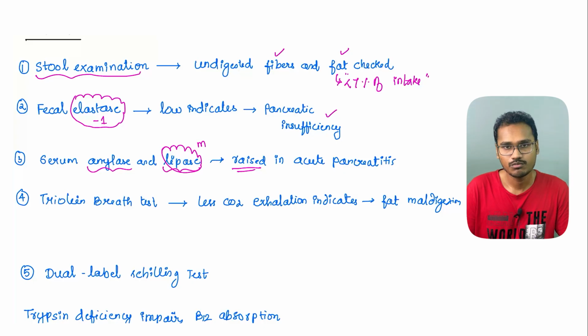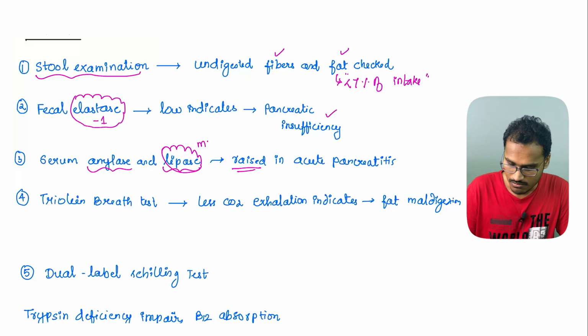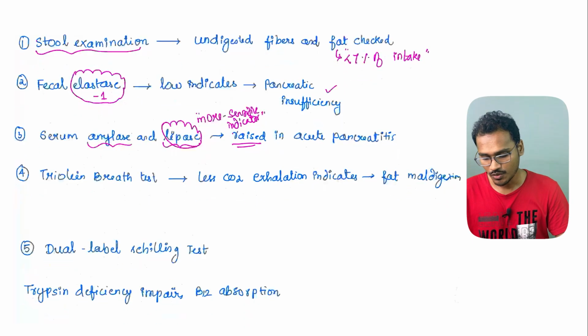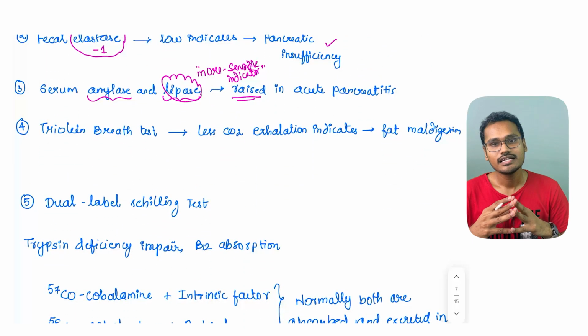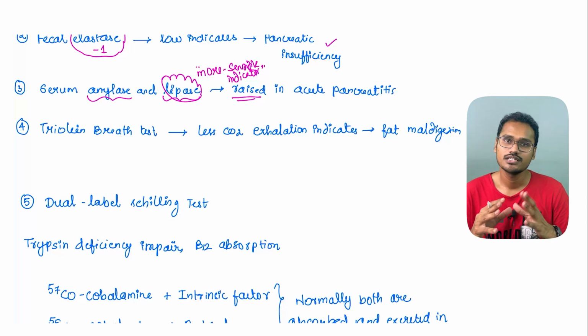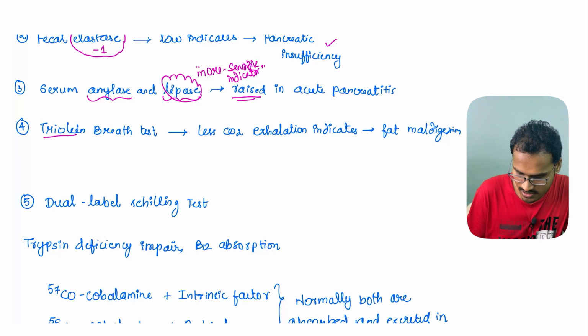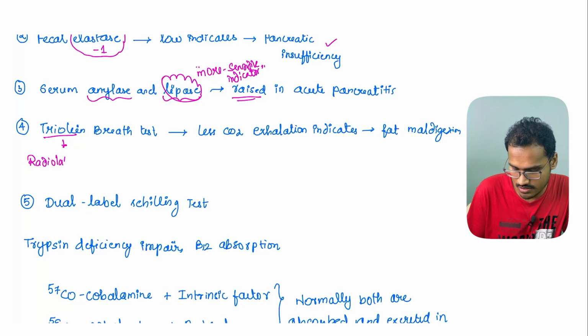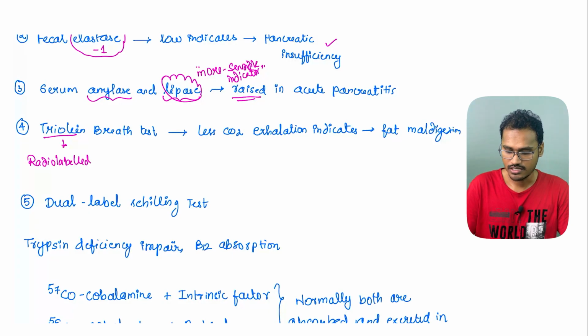Among both, amylase and lipase are important indicators, but lipase is the more sensitive indicator. Now coming to one of the older tests, the triolein breath test. What is this triolein? Triolein is nothing but a triglyceride, a radio-labeled triglyceride. So it is nothing but a fat.